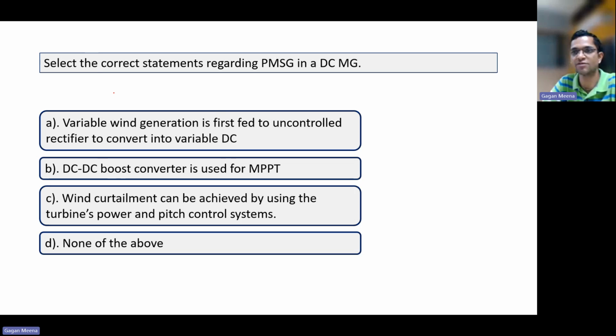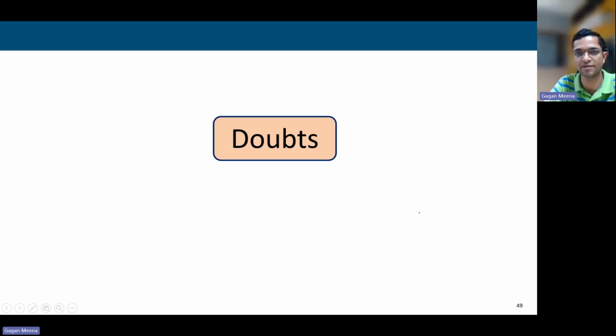Okay, next is the last question, then we will stop, as my laptop is about to discharge. Select the correct statement regarding PMSG in a DC microgrid. Variable wind speed is first fed to an uncontrolled rectifier. PMSG is AC, it will go to an uncontrolled rectifier, giving variable DC. Then a DC boost converter, which will have MPPT, and wind curtailment is achieved by using pitch control. That is correct. So all these three statements are correct here.